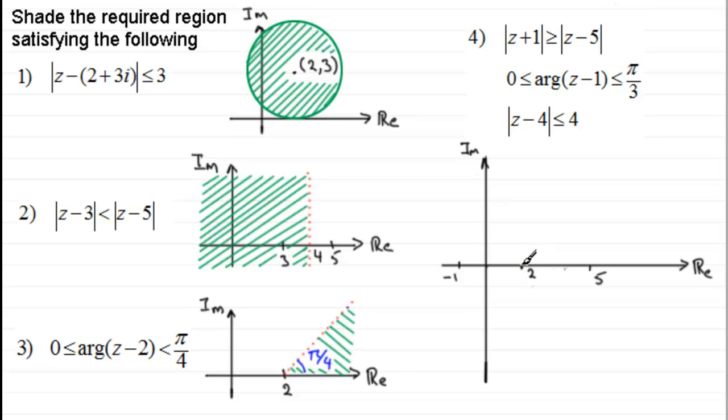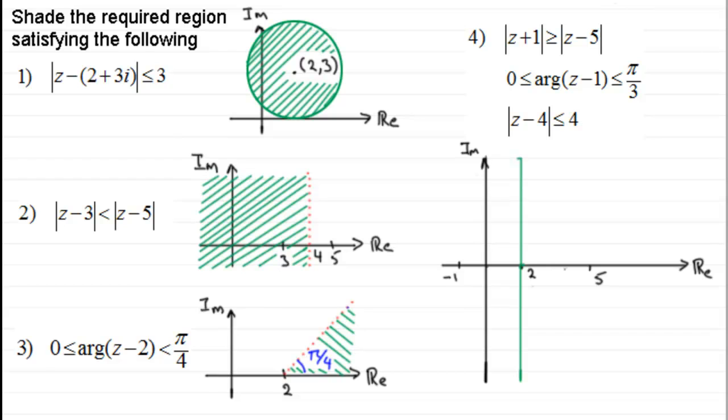So if we mark that in, let's say it comes up here and we'll have it coming down here as well. Okay, now we've got to decide which side of the line we need to shade. Well, if we look at this as being the distance from any point to -1, and this is the distance from the same point to 5, then we want this distance to be greater than this distance. And clearly that's for any point on the right of this line here. If I had this point here, for instance, you can see that this distance to -1 is much longer than it is to 5. So we need then to shade to the right of this line.